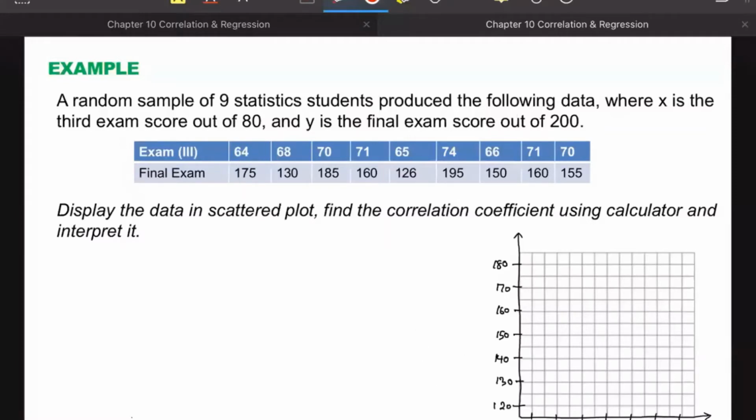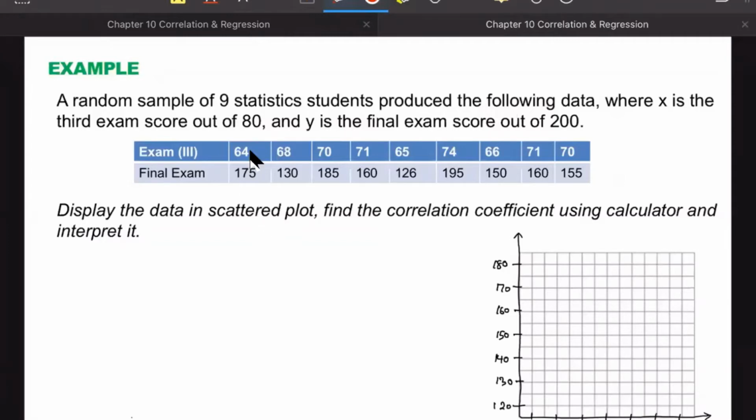Along the x-axis, I counted by 2 units. You can see here is 60 and there is 64. That means 62, 63, 64. So I'm going by 2. And then along the y-axis, I'm counting by 10, starting at 120. That's what I have done.